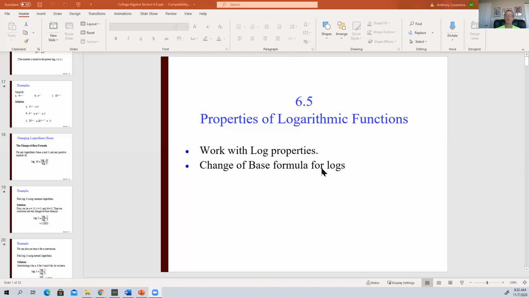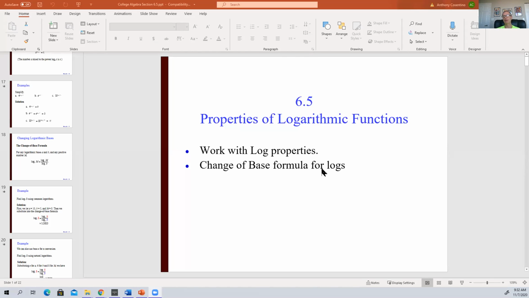Now we're going to talk about log properties. Just like there were the laws of exponents, there are the laws of logs. They call them properties of logs, a little bit easier to say, right? So we're going to talk about 5 different styles of properties. There are 4 log properties, one of them super important, and then there is this change of base for logs.